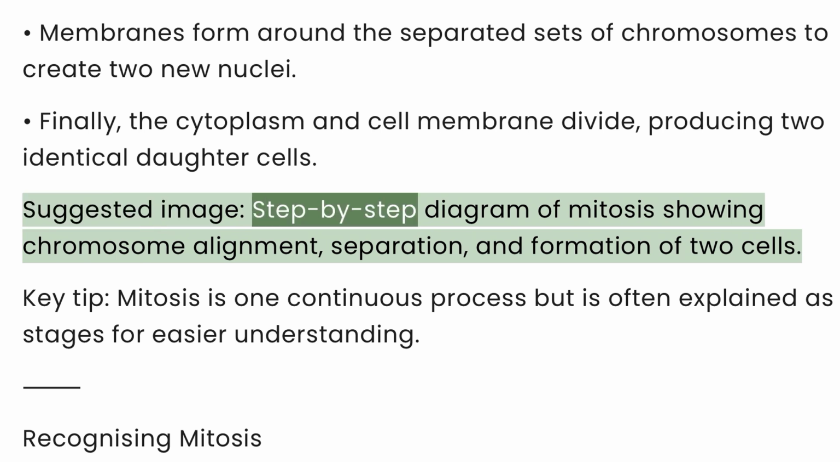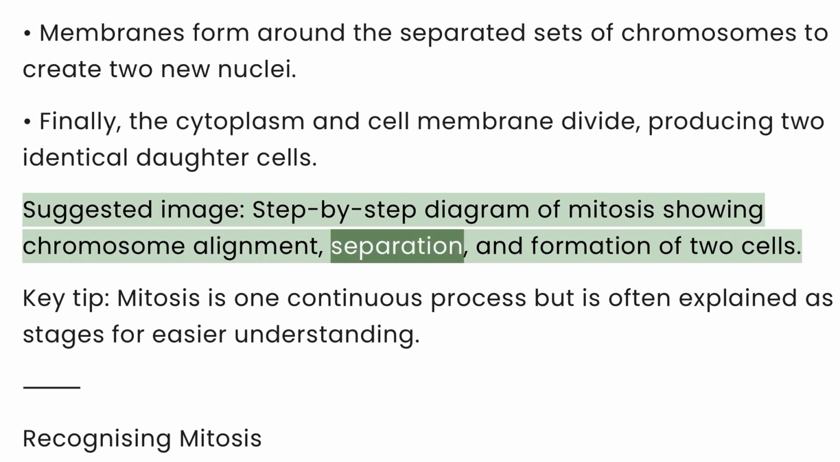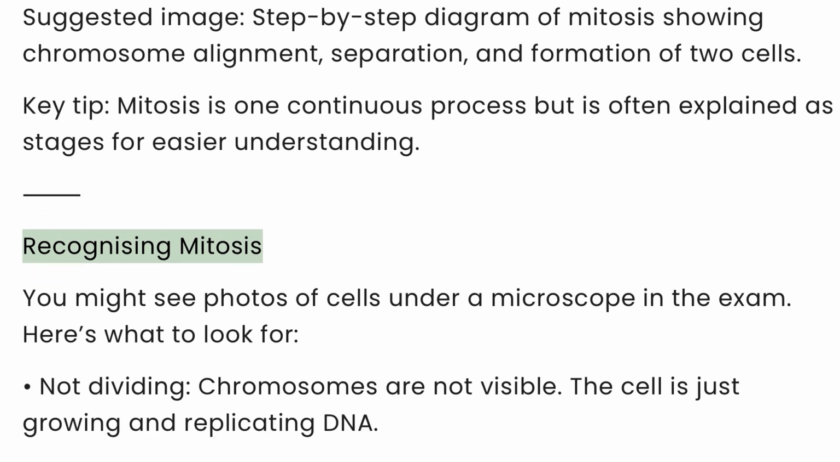Suggested image: step-by-step diagram of mitosis showing chromosome alignment, separation, and formation of two cells. Key tip: mitosis is one continuous process but is often explained as stages for easier understanding.